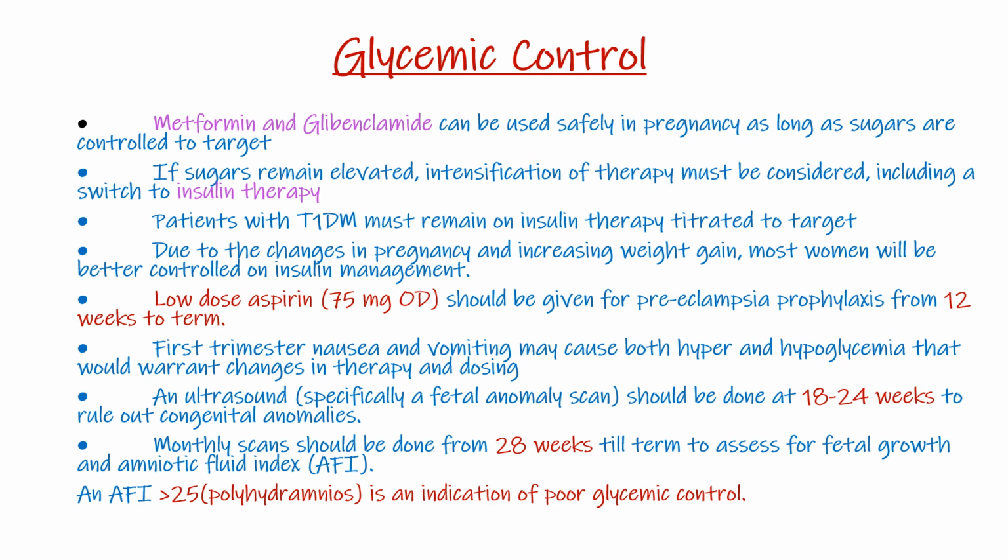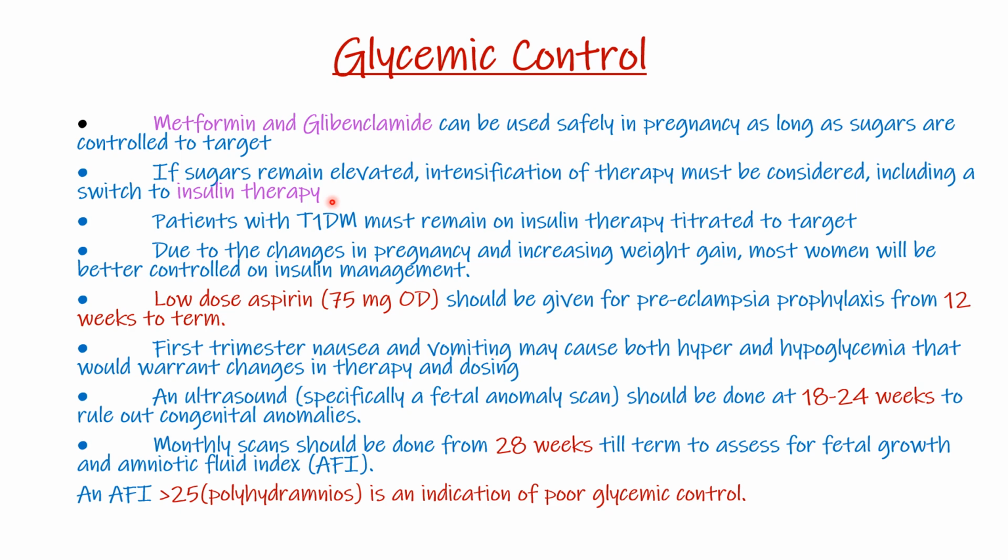So the glycemic control depends on what type of diabetes this woman comes in with, because this is pre-existing diabetes. And we have two major types of diabetes, type 1 and type 2. Diabetes type 1 is when we have insulin dependence, so the therapy will majorly be insulin. Diabetes type 2 is where we have insulin resistance, and majorly we give this patient oral hypoglycemic agents such as metformin. Metformin and glibenclamide can be used safely in pregnancy as long as the sugars are controlled within targets. However, if the sugars remain elevated, then intensifying the therapy must be considered, including a switch to insulin therapy.